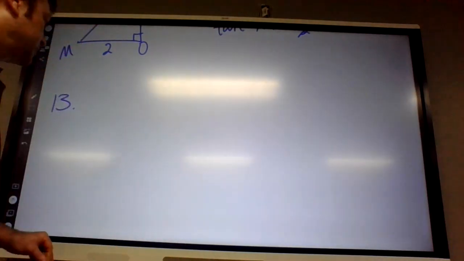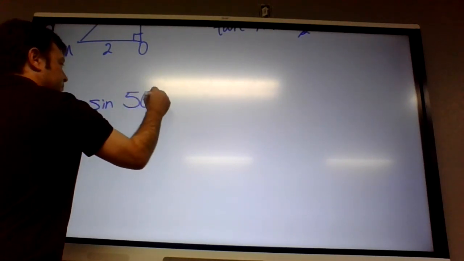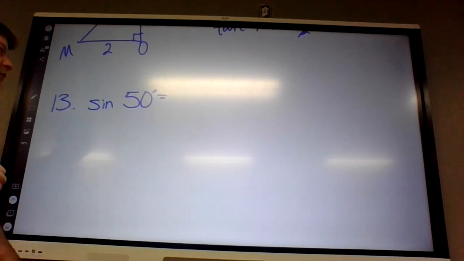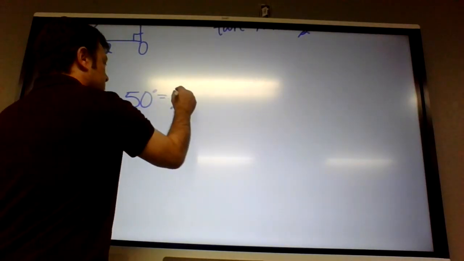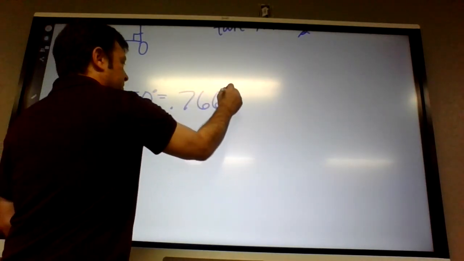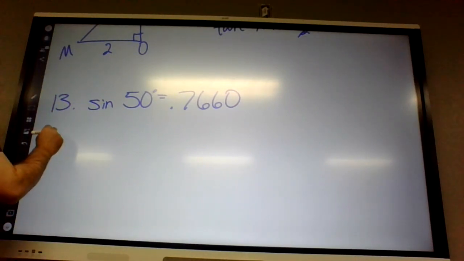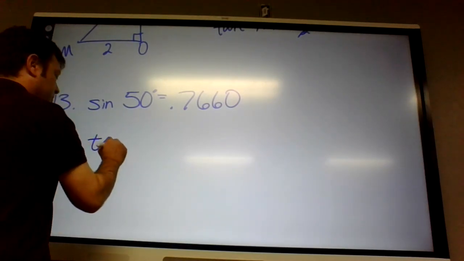So 13 says use a calculator to round it to 4 decimal places. So what's sine of 50 spit out? 0.7660. Yeah, and they did put the 0 in there because you're showing that you're being accurate to that spot. Then 15, 75.25.